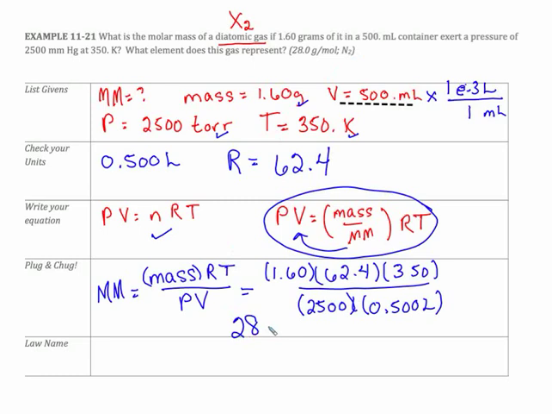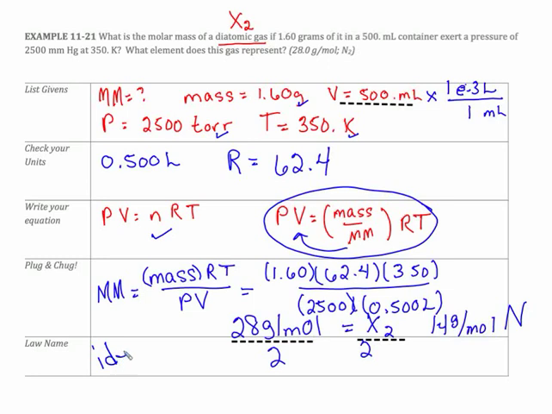And when I am done, I get 28 grams per mole. Now that's equal to X2. So I have to divide that by 2 in order to find out what X is. If I divide that by 2, I get 14 grams per mole, which would make that nitrogen. And my law name is the ideal, not PreAP. Please don't put PreAP there. That's its nickname. Ideal gas law.